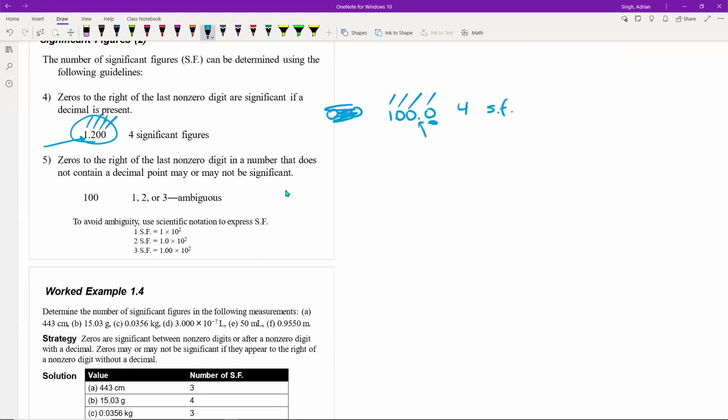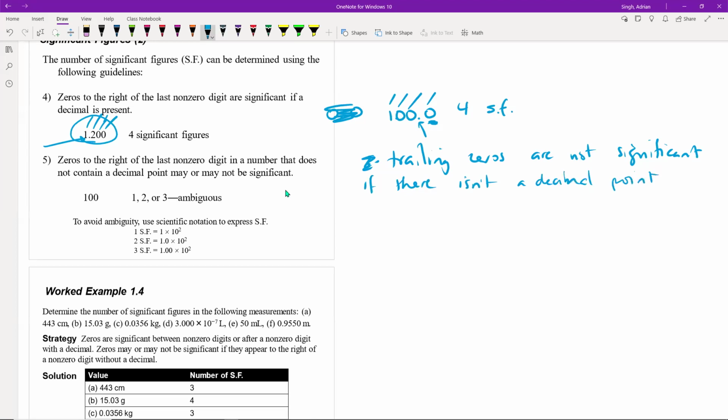If your number has zeros in it and there aren't any decimal points in that number, then the zeros at the end are considered not significant. Your book says they're ambiguous, but to be unambiguous, we're going to treat them as being not significant. So we're going to say trailing zeros, which are zeros at the end, are not significant if there is not a decimal point in the number.